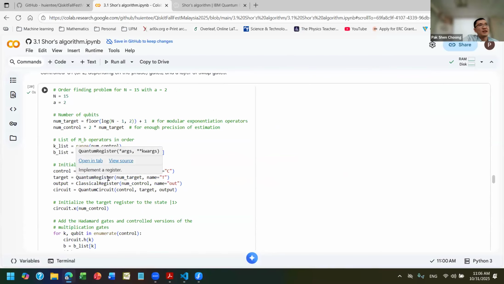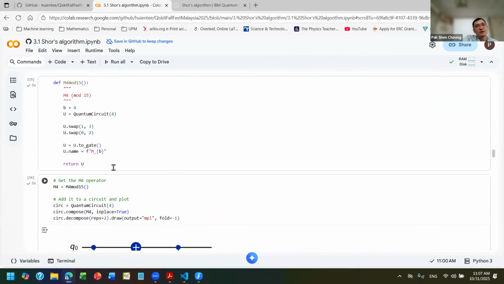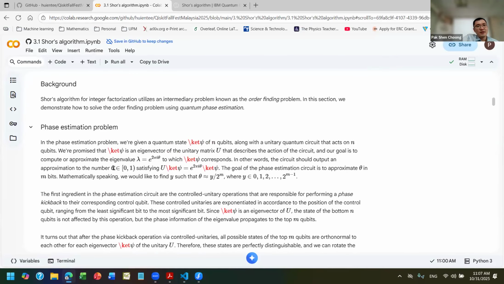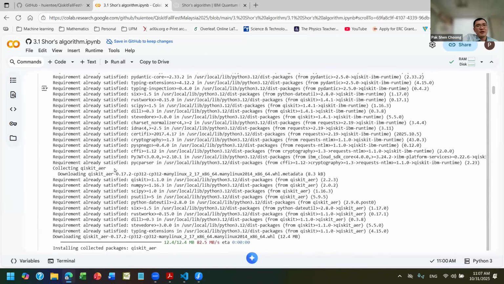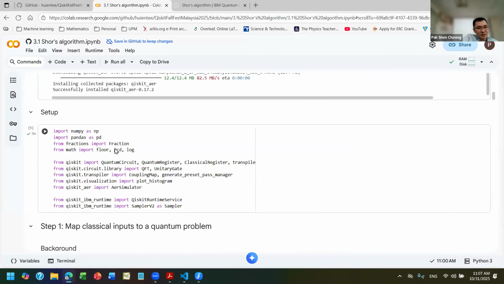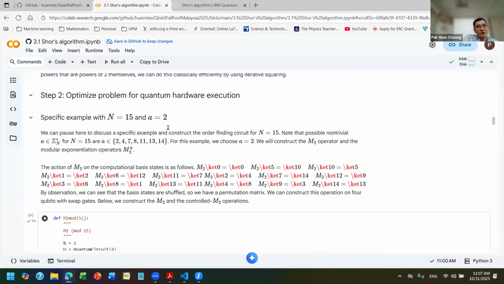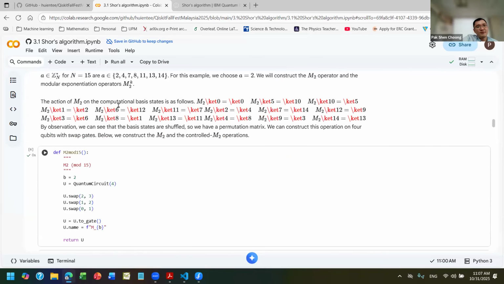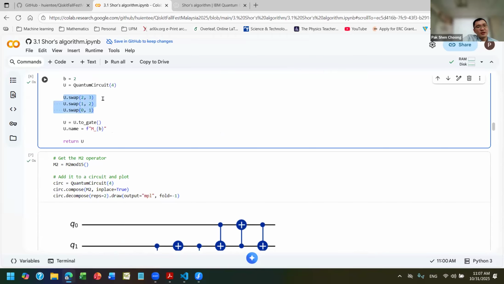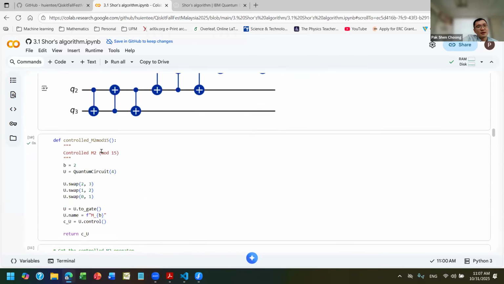If you don't want to follow n equals 15 and you want to factorize other numbers, you can also try, for example, n equals 21. Then you need to change a few things. The first one is to identify what would be the possible A's for n, let's say 21. Then you need to identify the coprimes, and then your computational basis and the permutations. Then you need to change the swap gates and so on.